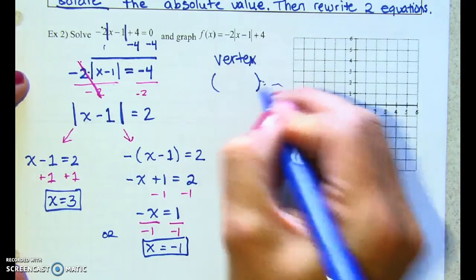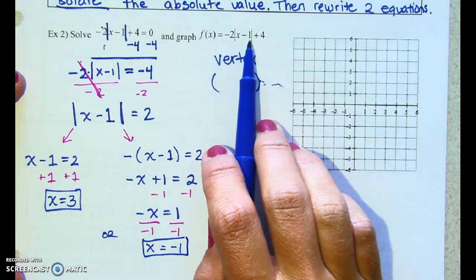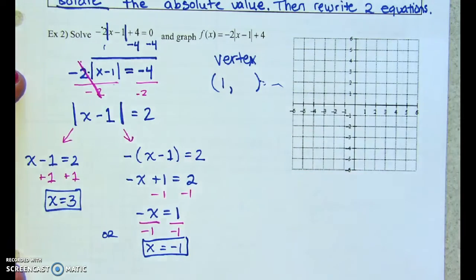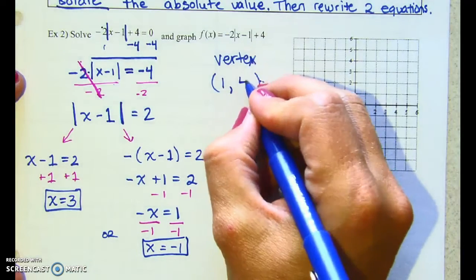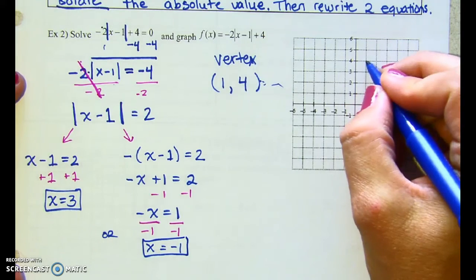So the vertex, do you remember how to find it? Inside, switch the sign. So it said x minus 1. That's going to be a positive 1. And what's the y value of the vertex going to be? 4. Fantastic. Graph it. Positive 1, positive 4. Here's our vertex.